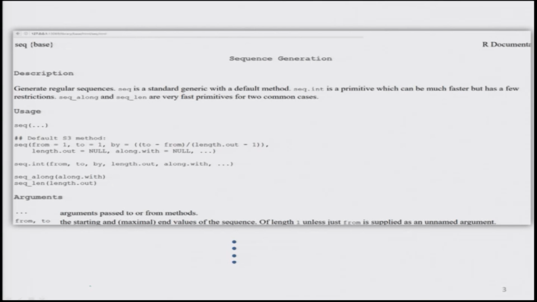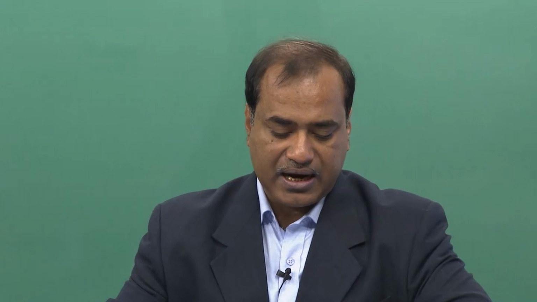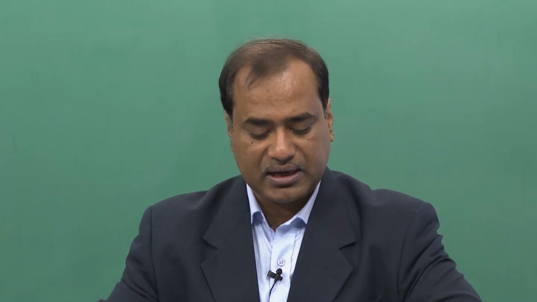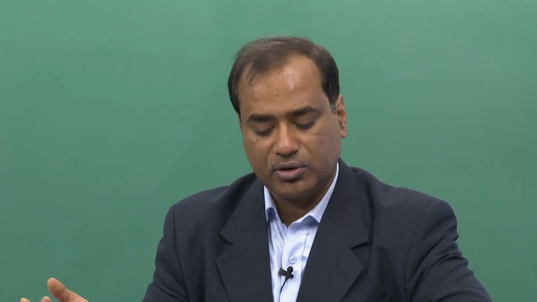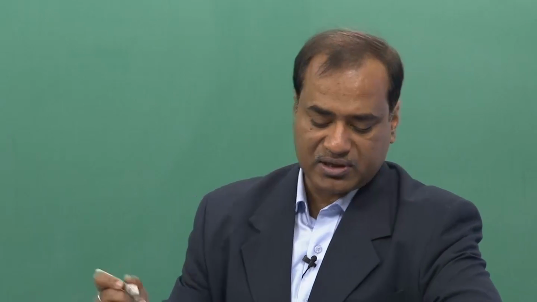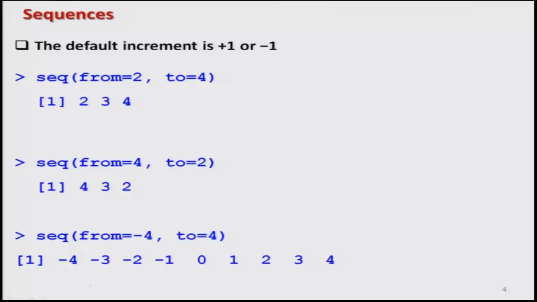Now, let us take several examples of this sequence and try to understand how things are happening. One thing you have to keep in mind is that the default increment or decrement in the syntax seq is 1. The increment can be of 1 unit or of -1 unit, that is your decrement. So, for example, let us take the first example.